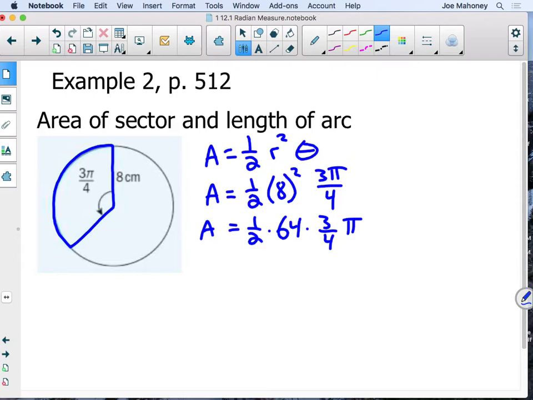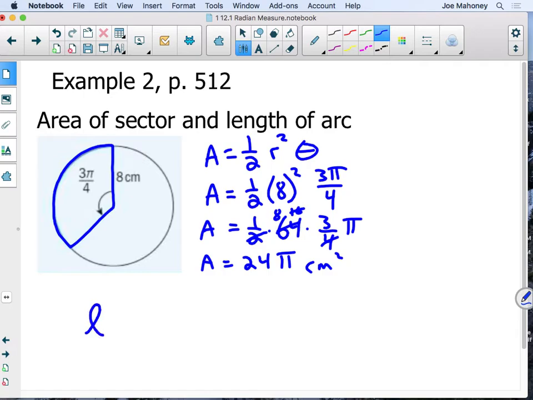So let's see what we can do. How about we do this? 4 goes into 64 16 times. 2 goes into 16 8 times. So my area turns out to be 24 pi. Cool. Let's throw units on there.